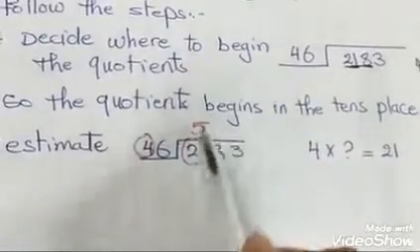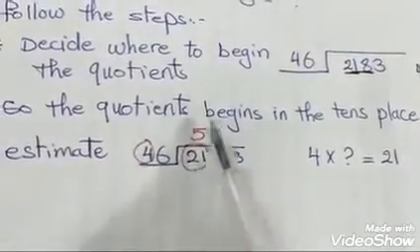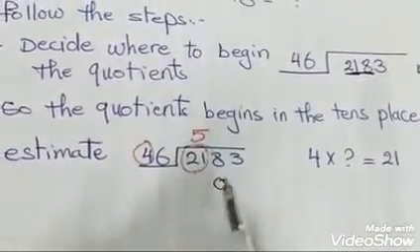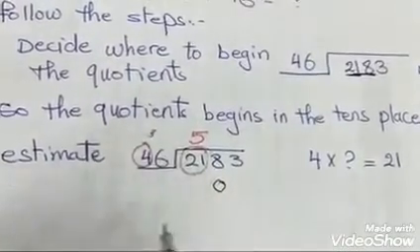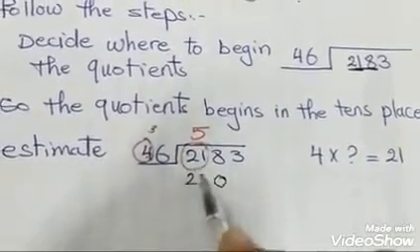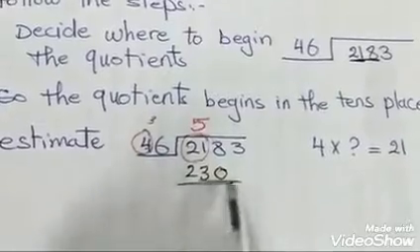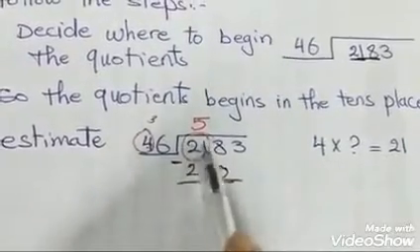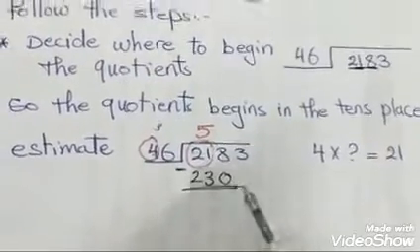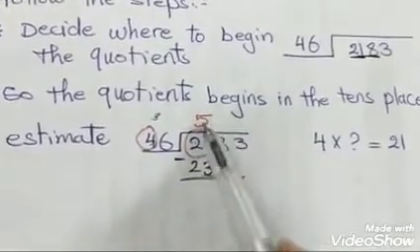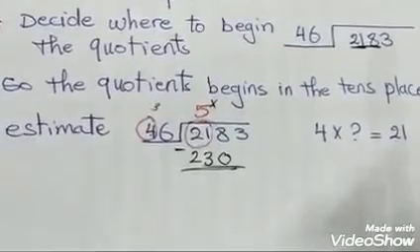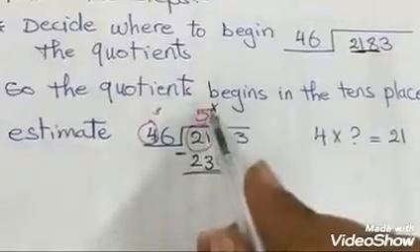Now I have to multiply the 5 by 46. 5 times 6, it's 30. 0 and have the 3. 5 times 4 equal 20. 20 plus 3, it will be 23. This is 230. I have to subtract. Already 218 is smaller than 230. So the digit used in the quotient is too large. 5 is not a suitable number. So I will try a lesser number.